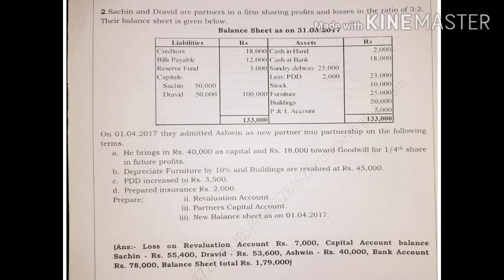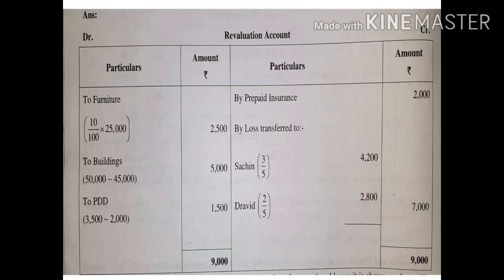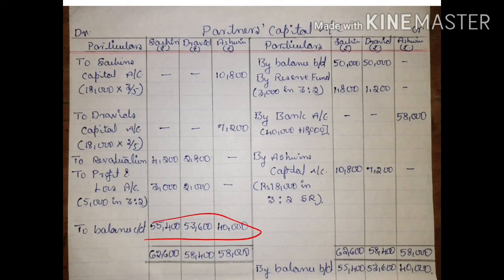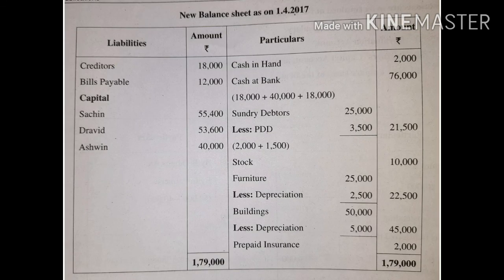Next, finally, we have to record this capital balance. So capital: Sachin 55,400, Dravid 53,600, next Ashwin 40,000. Next, asset side. So here it is not particulars. Okay, remember it is asset. You have to write down here asset. By mistake here they wrote particulars. It is an asset in a balance sheet.